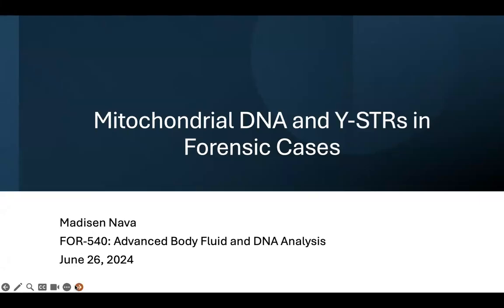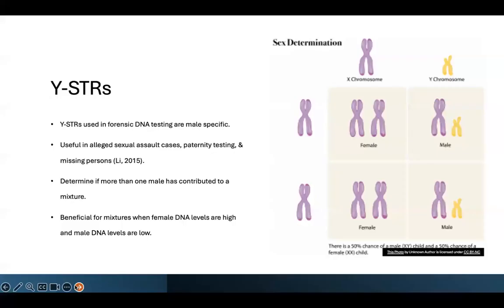My name is Madison Nava, and I will be discussing mitochondrial DNA and Y-STRs in forensic cases. Y-STRs are male specific, meaning that it is only a paternal lineage as the Y chromosome is unique to males.